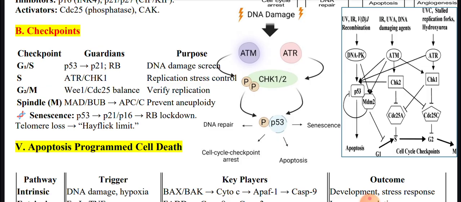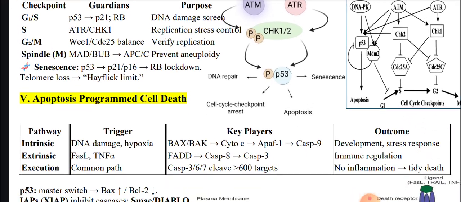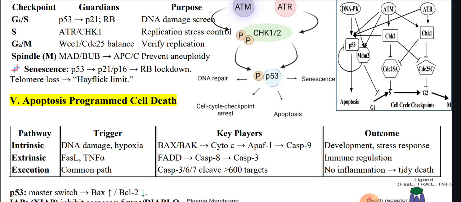So the cell cycle has checkpoints to ensure fidelity. But what if the damage is too severe to repair, or if a cell is simply no longer needed, like the webbing between our fingers during development, and it needs to be eliminated cleanly? That's apoptosis, or programmed cell death.